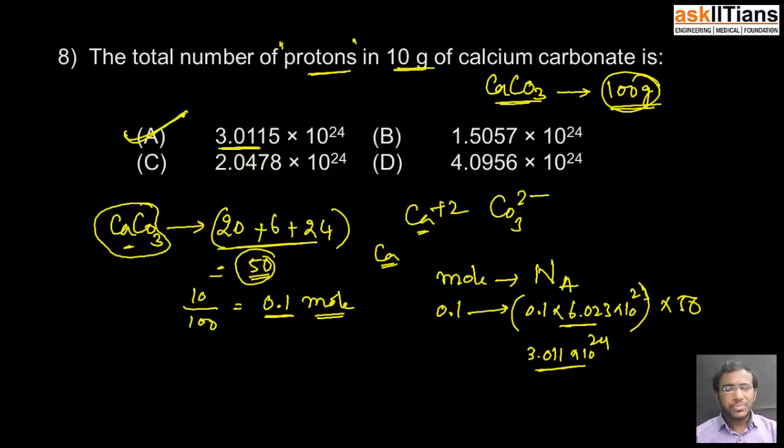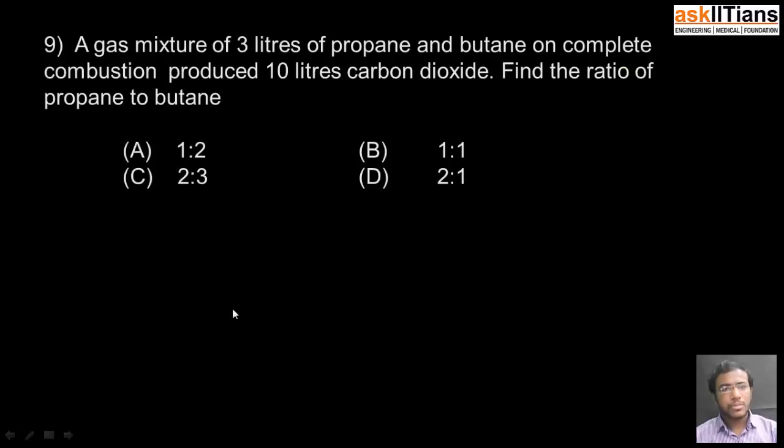Here the important thing we have to know to solve this question: you can easily calculate the number of moles and all that, but you have to know that in one molecule of CaCO3, 50 protons are present. This is what the examiner wants to test in this particular question. If you know this one, then it is a pretty simple question. Okay, so let's move to the next question.